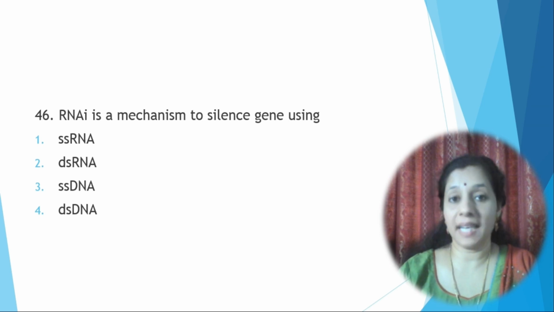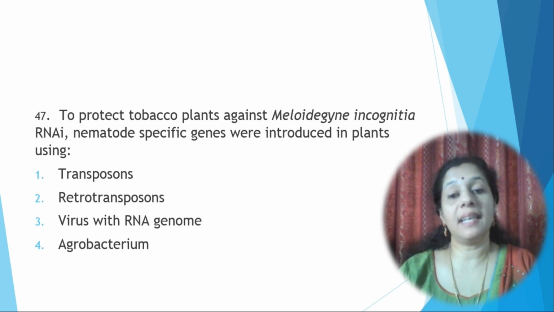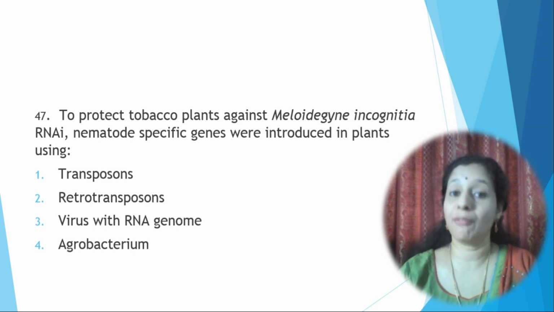RNAi is a mechanism. RNA interference, we know, was used in producing nematode resistant tobacco plant. To silence a gene we use double-stranded RNA. To protect tobacco plants against Meloidogyne incognita, RNAi nematode specific genes were introduced in plants using, here also we are transferring to plants, so which is the cloning vector? Agrobacterium tumefaciens, option 4.